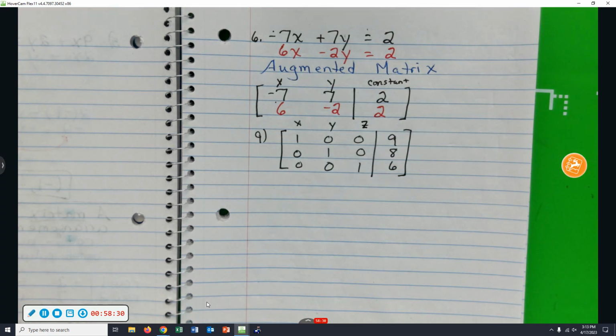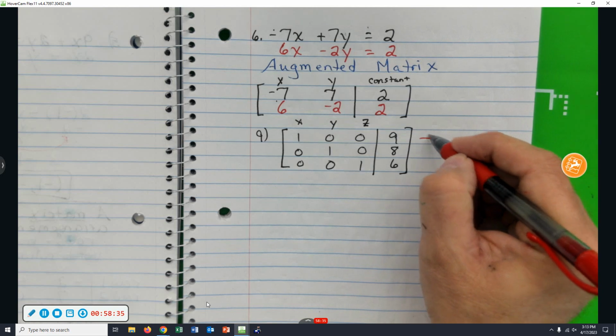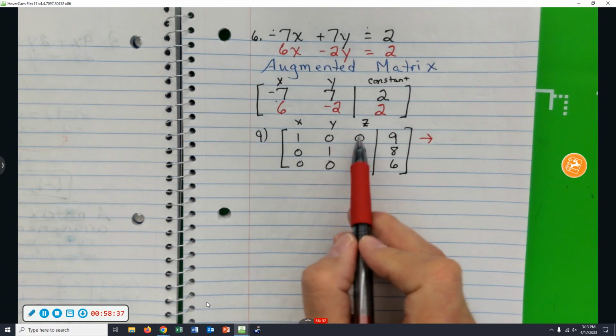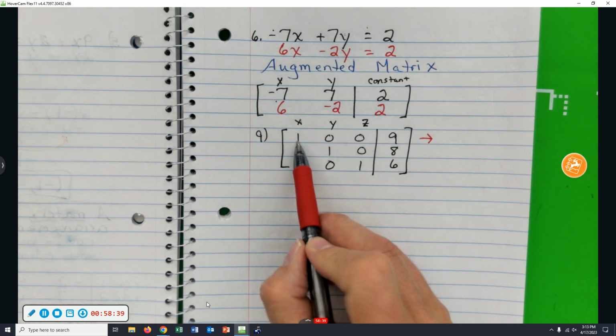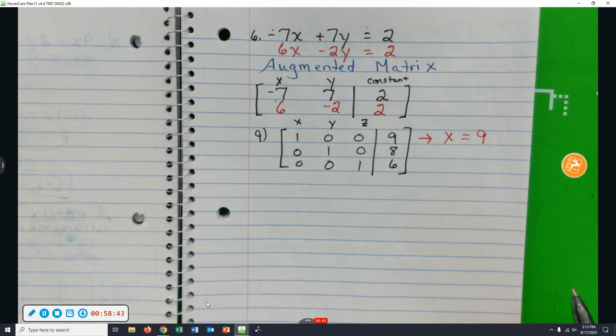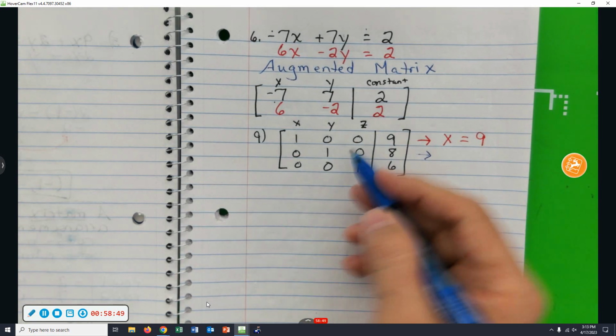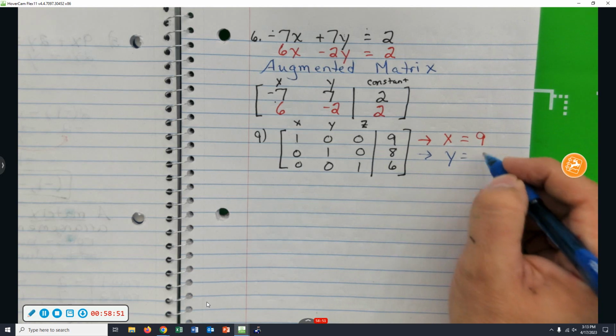So write the equations. This first row, it would just be X. There's no Y or Z. So you just have X equals 9. The second row would give us what? There's no X or Z, so Y equals 8.